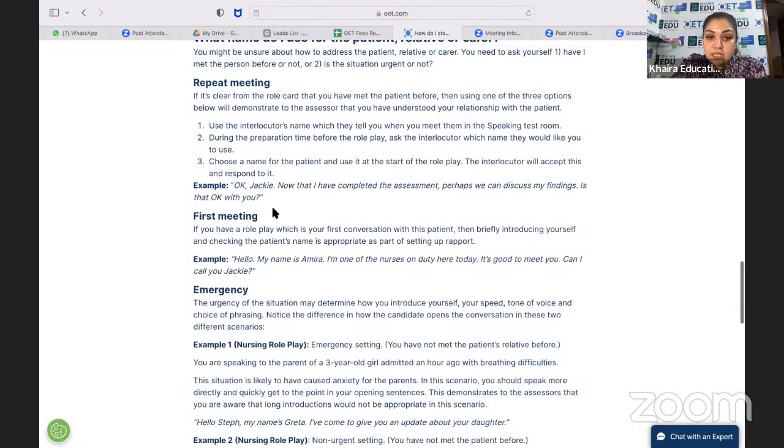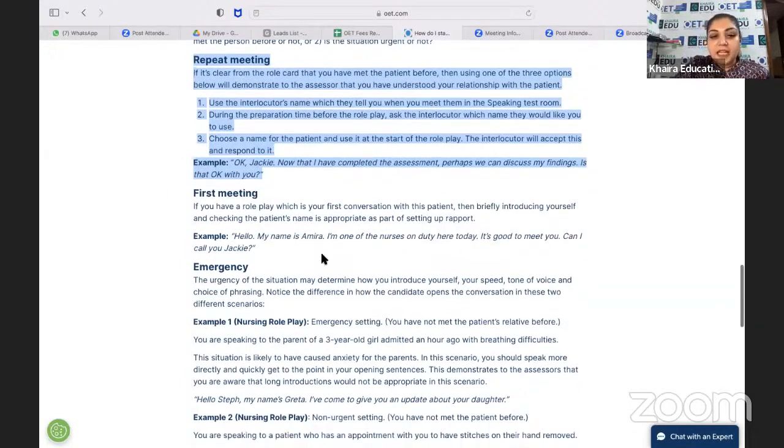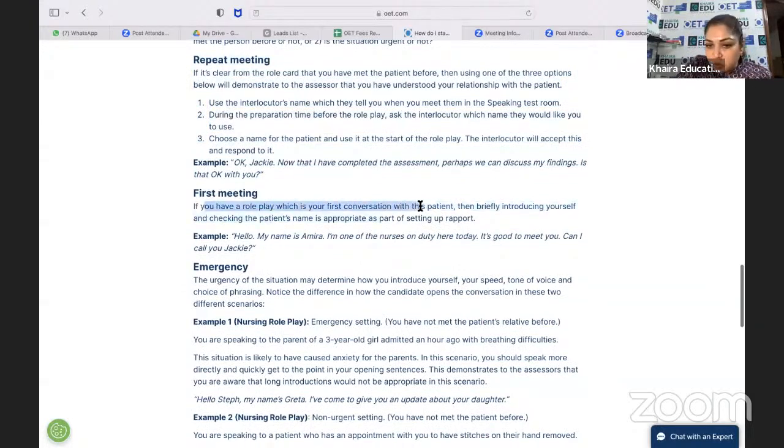This is for those cases when it's clear that you've either met the patient before or that the role play is starting after an examination or assessment. In case it's the first meeting, if you have a role play which is your first conversation with a patient, then briefly introducing yourself and checking the patient's name is appropriate as a part of setting up rapport. An example has been shared here. Hello, my name is Amira. I'm one of the nurses on duty here. It's good to meet you. Can I call you Jackie?